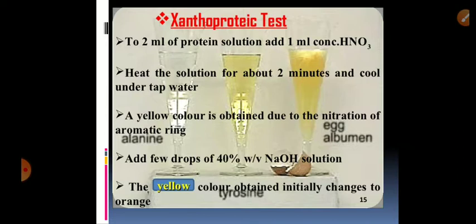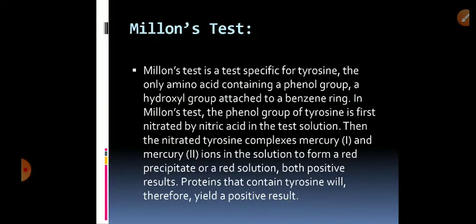Formation of the yellow color complex indicates the presence of aromatic amino acids, and hence that the compound is a protein. And if you add a few drops of 40% NaOH, then an orange color will be formed. So development of orange color after addition of a few drops of 40% NaOH indicates a positive xanthoproteic test and hence the presence of proteins in the given sample.